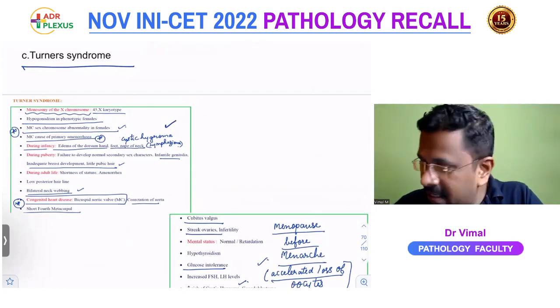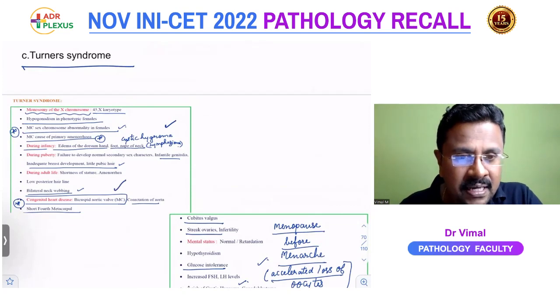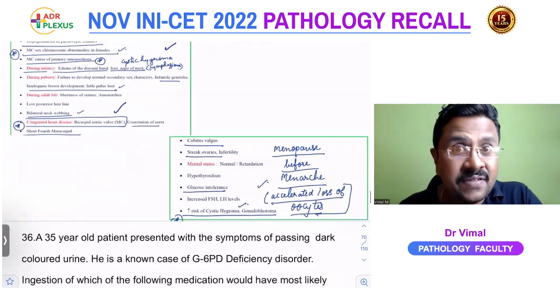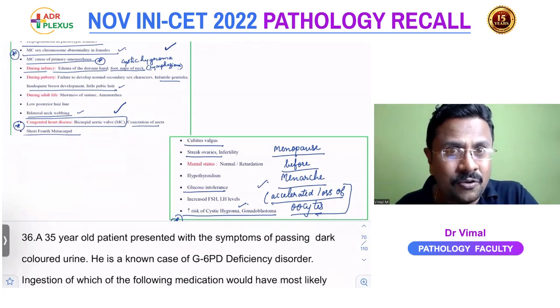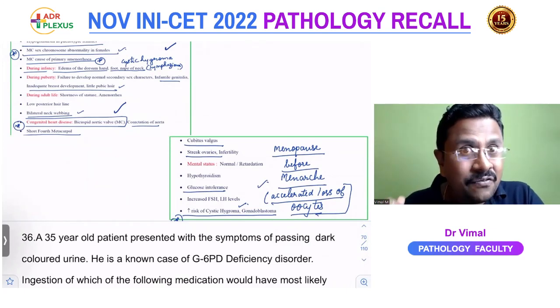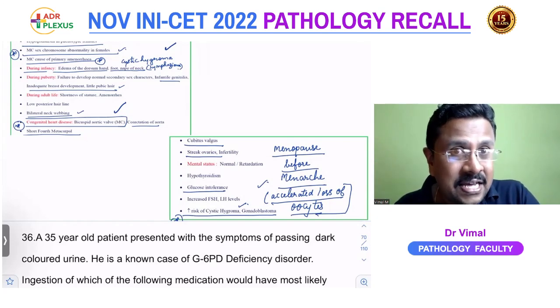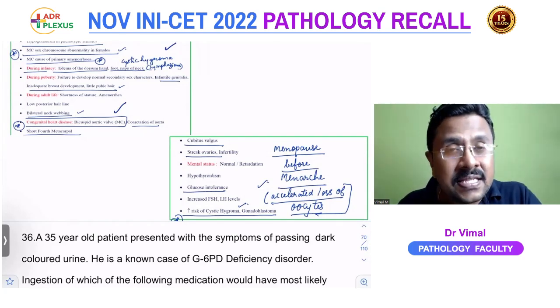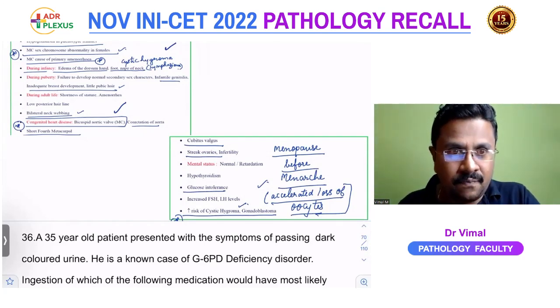And for congenital heart disease, the most common, please remember, is a bicuspid aortic valve. I hope you remember the phrase I told you in connection with Turner syndrome, that is menopause before menarche. That is, accelerated loss of oocytes will be there. So this is the reason for the streak ovaries seen in Turner syndrome. And please remember another important MCQ with Turner syndrome: there is increased risk of gonadoblastoma.